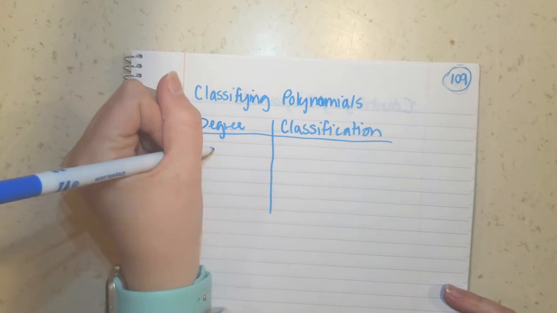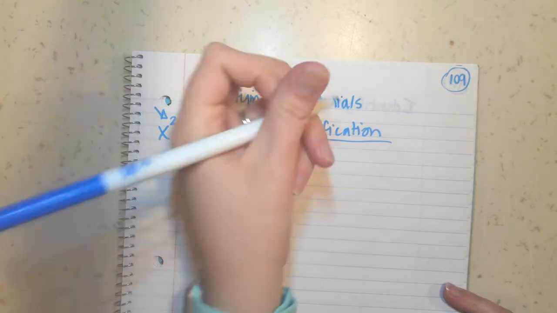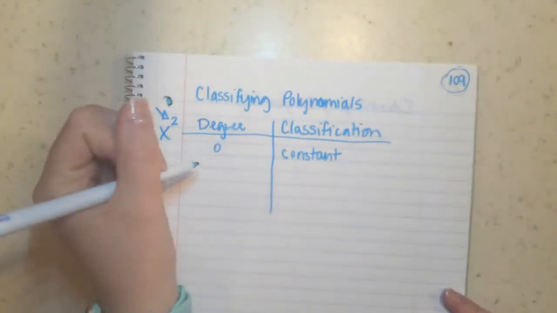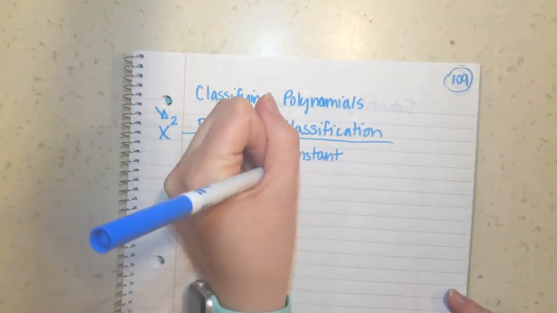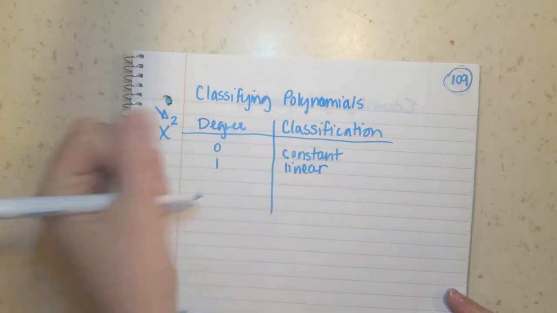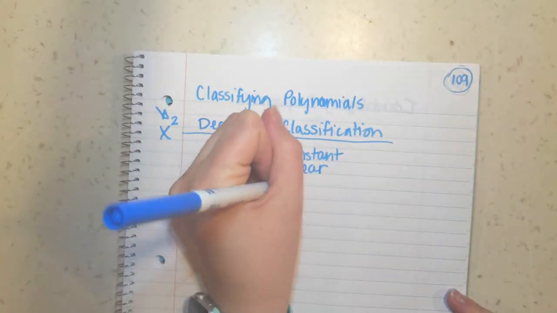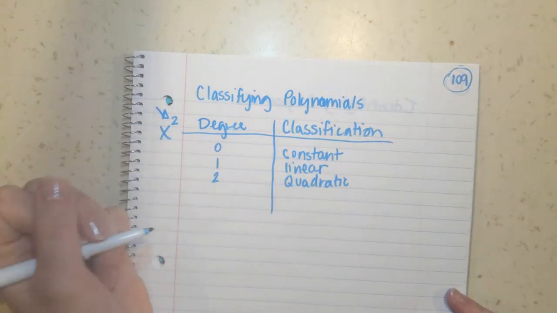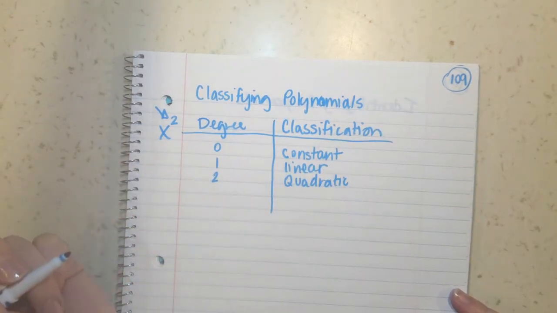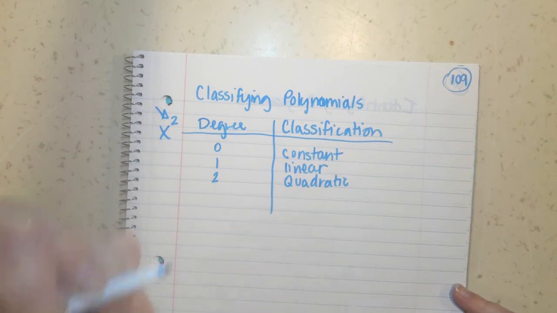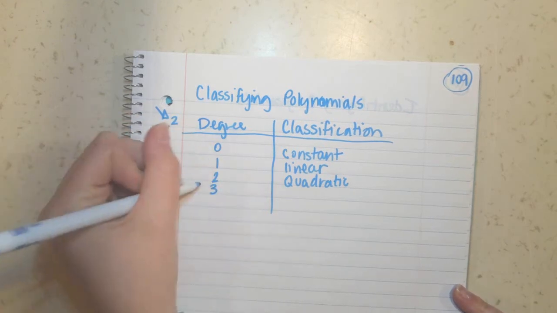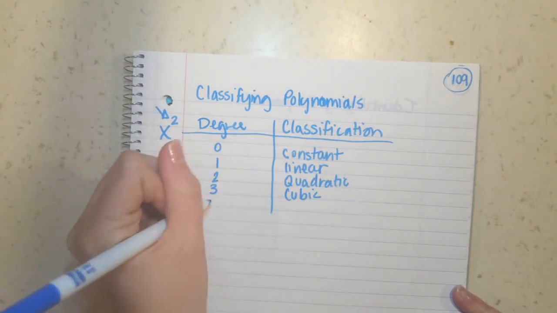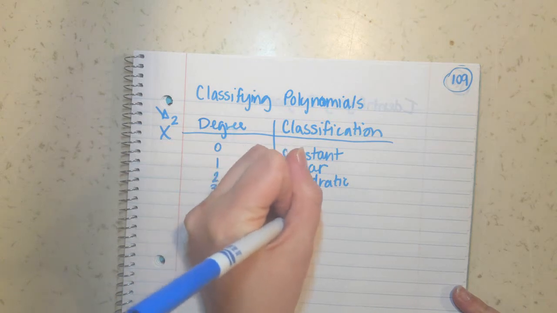Alright, so if there is 0, we know that that's the constant. If it is a 1, that is linear. If it's 2, that is quadratic, and that's going to be our best friend for the next month and a half as we go through this unit. If it is to the third degree, we call that cubic. If it's to the fourth degree, quartic.